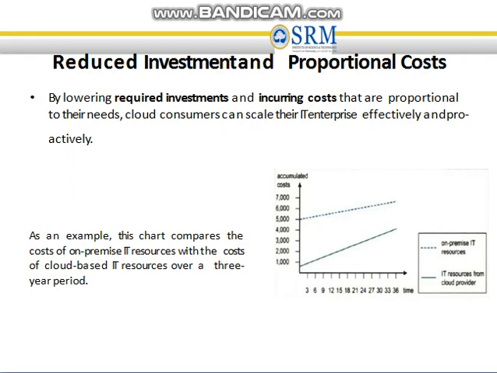When you look at the diagram here on the right, it shows the diagrammatic representation between time and the accumulated cost. The dotted line goes with the on-premise IT resource, and the solid line goes with the IT resource from the cloud provider. Whenever you have IT resources in the premises of an organization, the initial cost is high, over a period of 3, 6, 9 months, or 3 years. Initially, when you purchase the IT resource, the accumulated cost is higher.